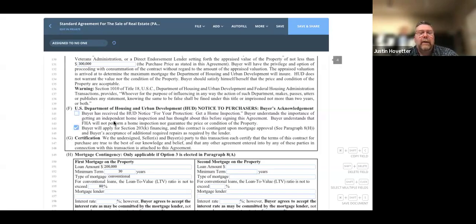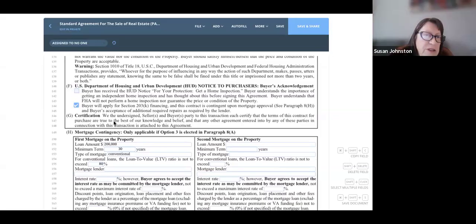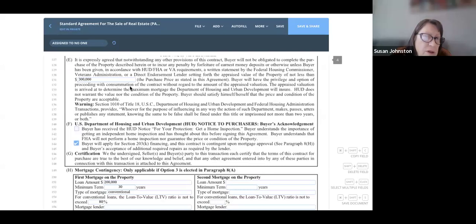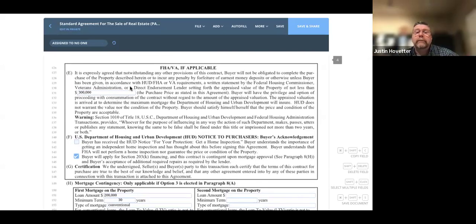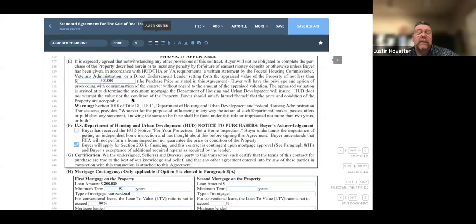Has anybody done a 203K? Shout out. Could I just mention something? Please do. And on the form, it also specifies that the buyer can reject or not select the home inspection also. That's so correct. That's really important to cover your derriere. Yes.